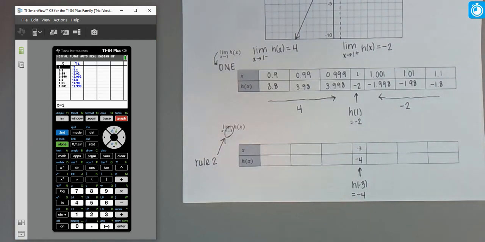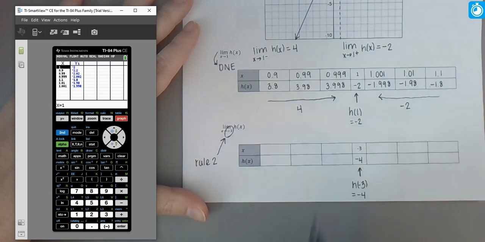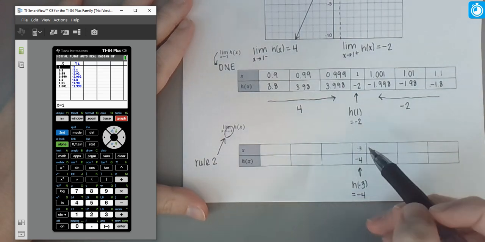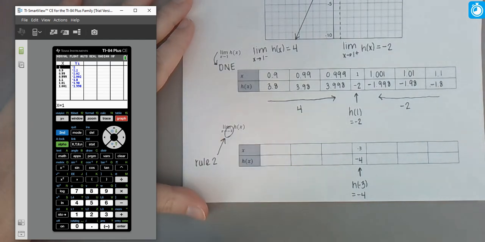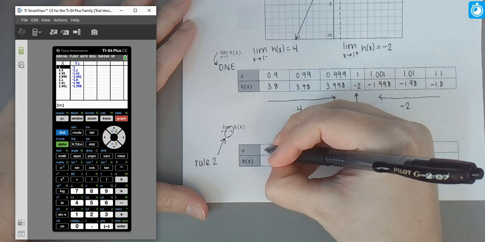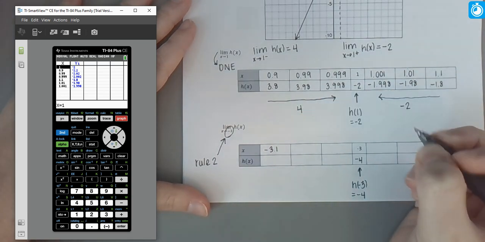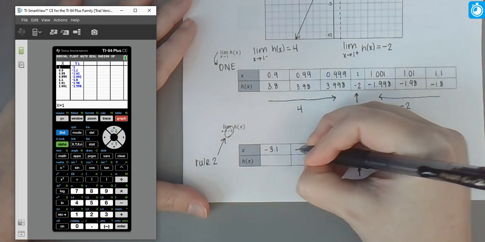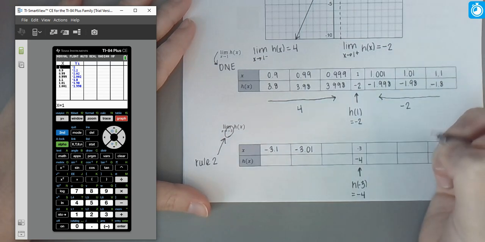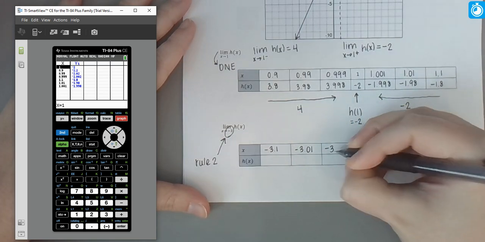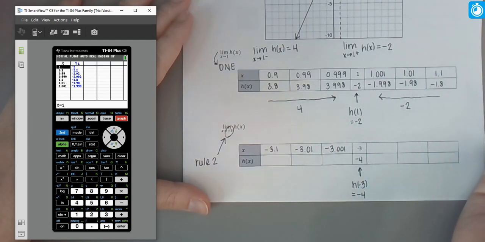What about the limit though? What's happening on either side as we approach negative 3 from the left, as we approach negative 3 from the right? If we're approaching from the left-hand side, that's numbers that are more negative, so going towards negative 4, negative 5, and so on. A little bit more negative would be something like negative 3.1. A little bit closer would be something like negative 3.01. And then just a tad closer would be negative 3.001.